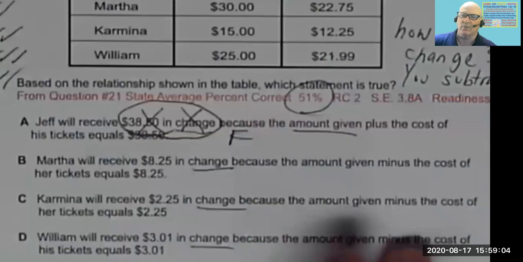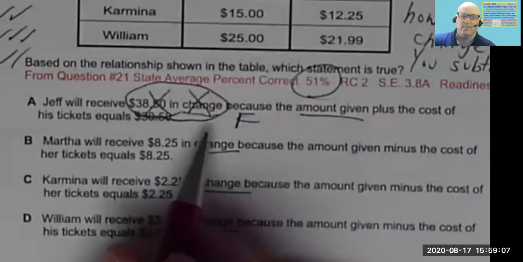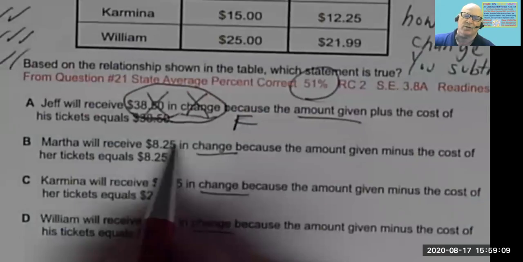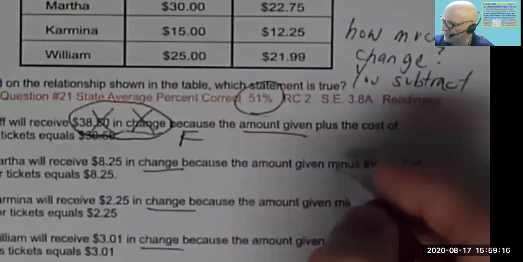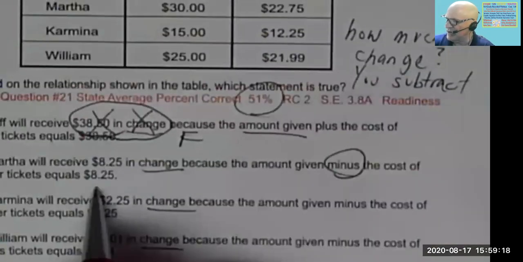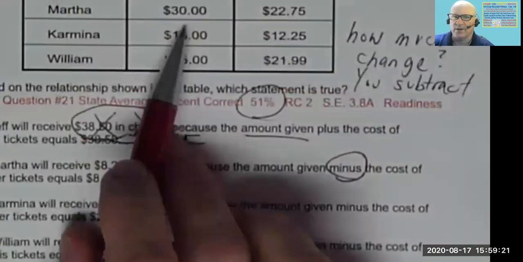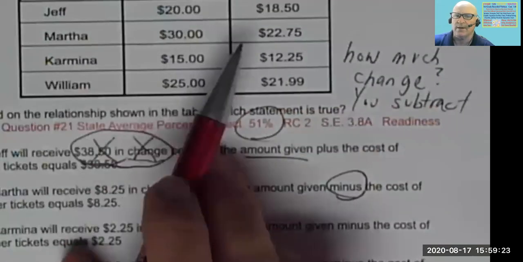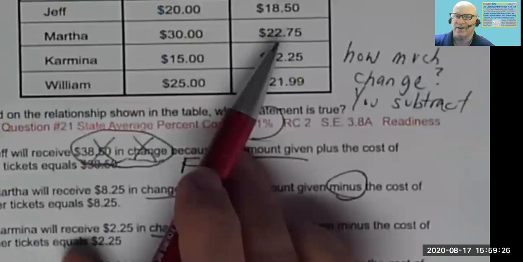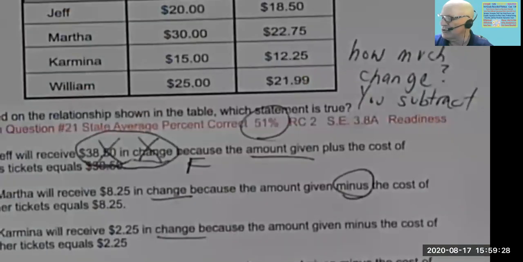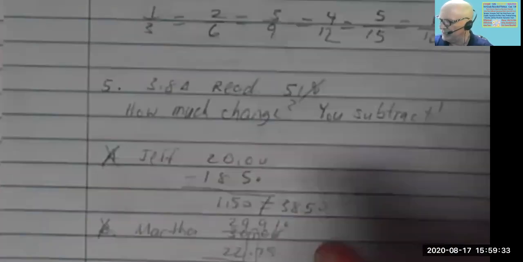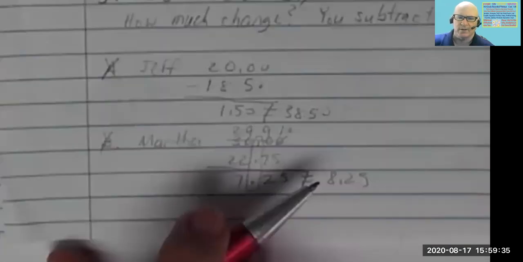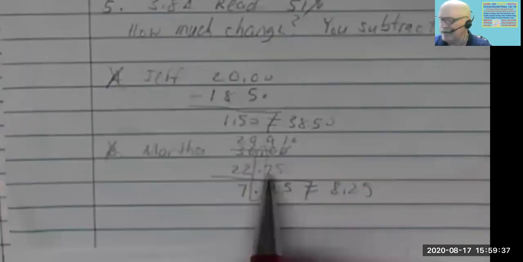So we've gotten rid of 1. B says Martha will receive $8.25 in change because the amount given minus the cost of the tickets is $8.25. So Martha's is $30 minus $22.75. Let's see if it comes out to $8.25. Letter B. Okay. Martha, $30 is what she gave.